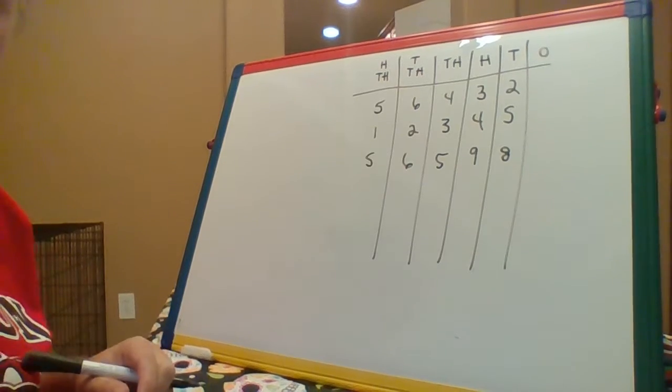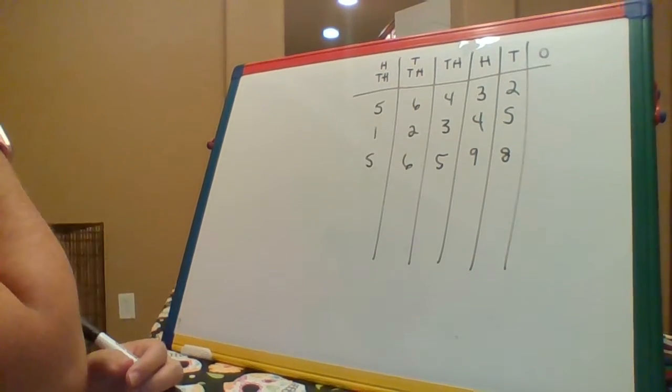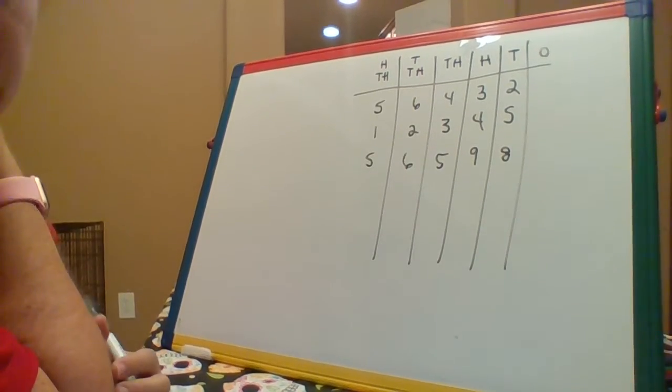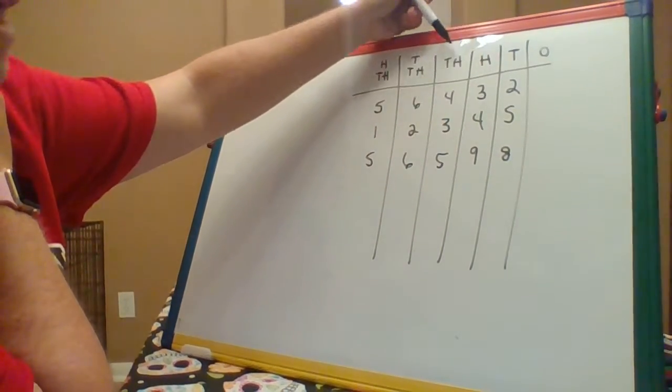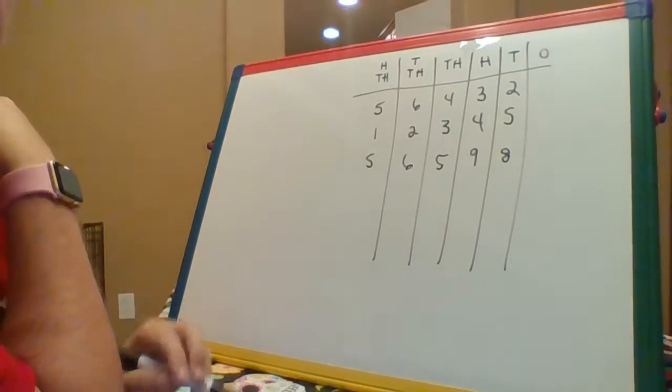All right, in this next section, we're going to learn how to order numbers. So here I have 3 numbers. I put them into my place value chart. Again, I have ones, tens, hundreds, thousands, 10,000s, and 100,000s.